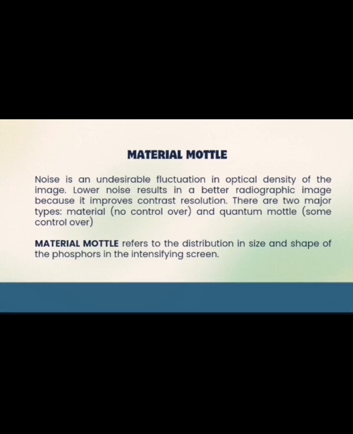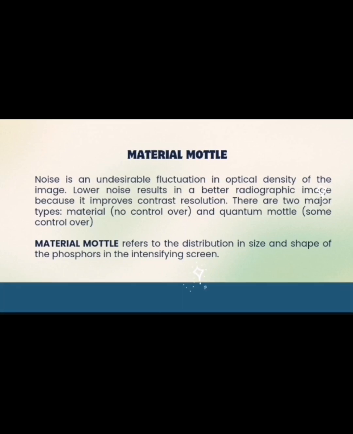Material model. Noise is an undesirable fluctuation in optical density of the image. Lower noise results in a better radiographic image because it improves contrast resolution. There are two major types: material model, no control over, and quantum model, some control over. Material model refers to the distribution in size and shape of the phosphors in the intensifying screen.